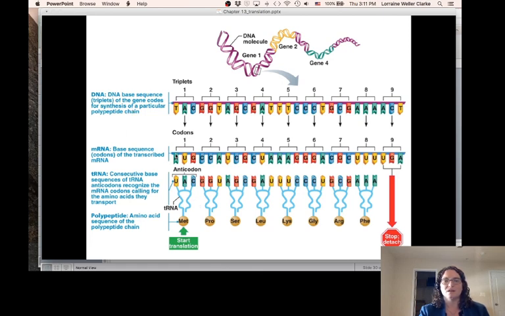Here are the anticodons for the various amino acids, and then there's no anticodon for the stop codons. Instead, this is the release signal. Instead, it attaches something like a water molecule, which breaks it off.